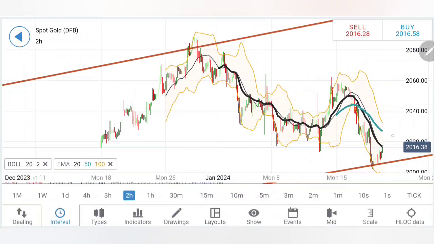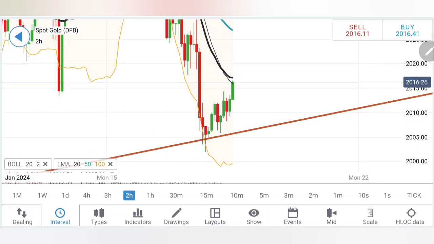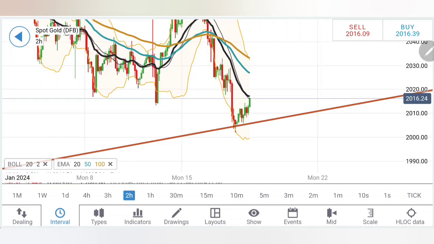Coming to the 2-hour charts, the only bit of caution to note is that prices were divergent from the moving average. It has converged towards the moving average, and this certainly is a resistance here, and that is why I say once gold stays above 2018-2020 levels, we can initiate a buying position there, expecting it to move towards 2425, the first target, and then 2030-32, the next ones.